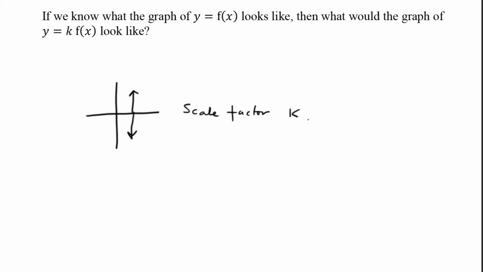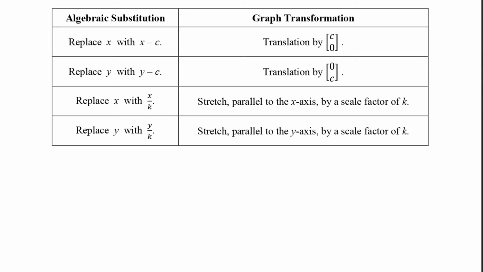However, there's a more convenient way to look at the algebraic change we've done to fit in with that geometric change. If, instead of writing y is k times f of x, we instead divide through by k to get y over k is f of x, then you can see that the change we've actually made is to go from the original equation with a y in to a new equation with a y over k in its place. This suggests the following form for what we have done. If we replace y with y over k, then we have a stretch parallel to the y-axis by a scale factor of k.